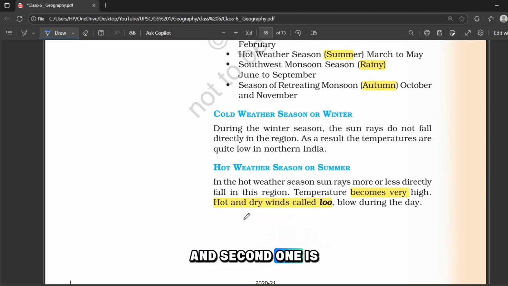And the second one is the hot weather season, that is summer season. In the hot weather season, the temperature becomes very high and hot. Due to this, a low pressure develops on the land. The winds blow because of this pressure difference.